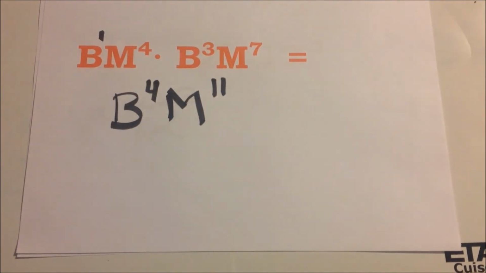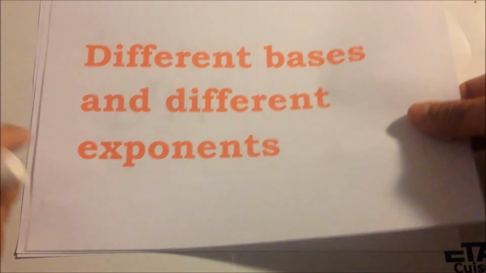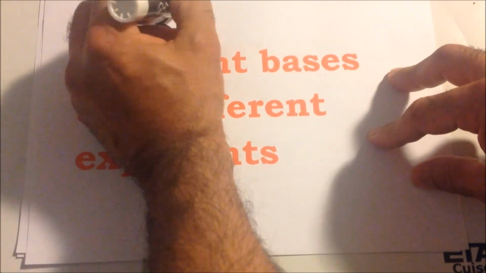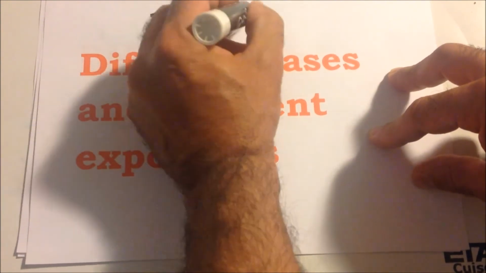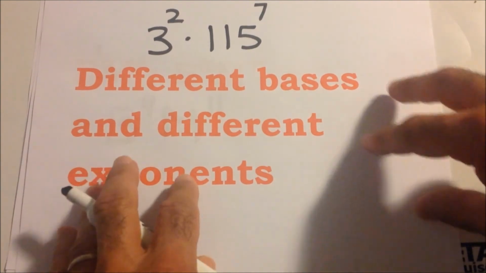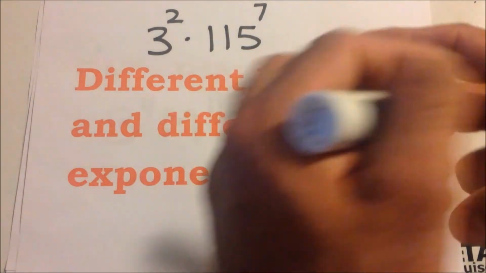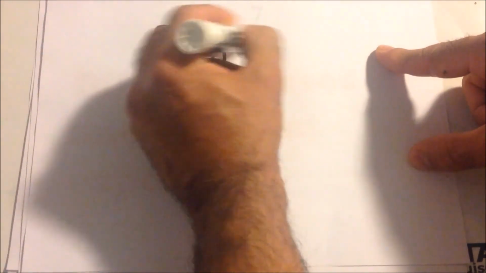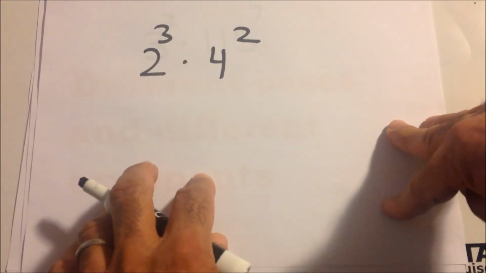Now what if we had different bases and different exponents? What if we came across something like 3 to the 2nd power times 115 to the 7th power, something like that? Well, with something like this, there's no formal rule, but there's a way we can solve these by factoring. I'll give an example, and we'll talk about this more in another video. Let's say I had 2 to the 3rd power times 4 to the 2nd power. Now they have different bases and they have different exponents.